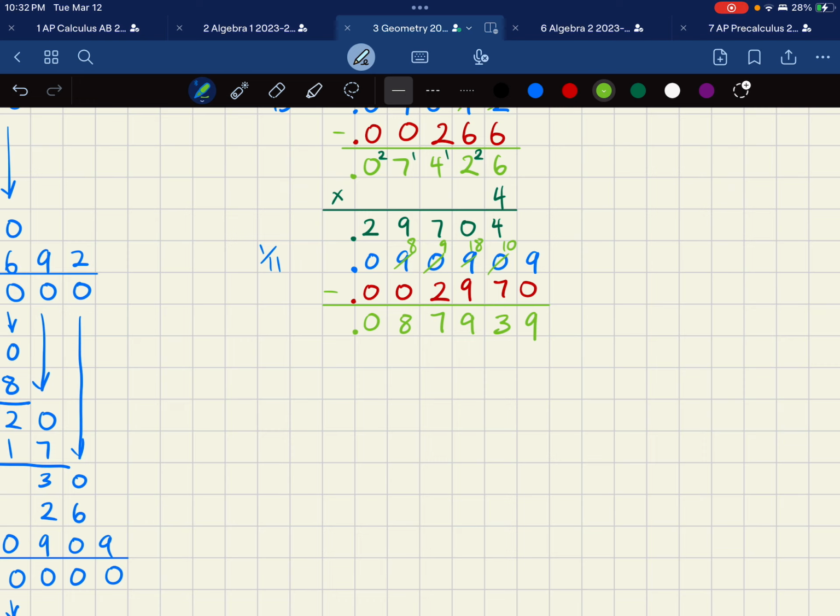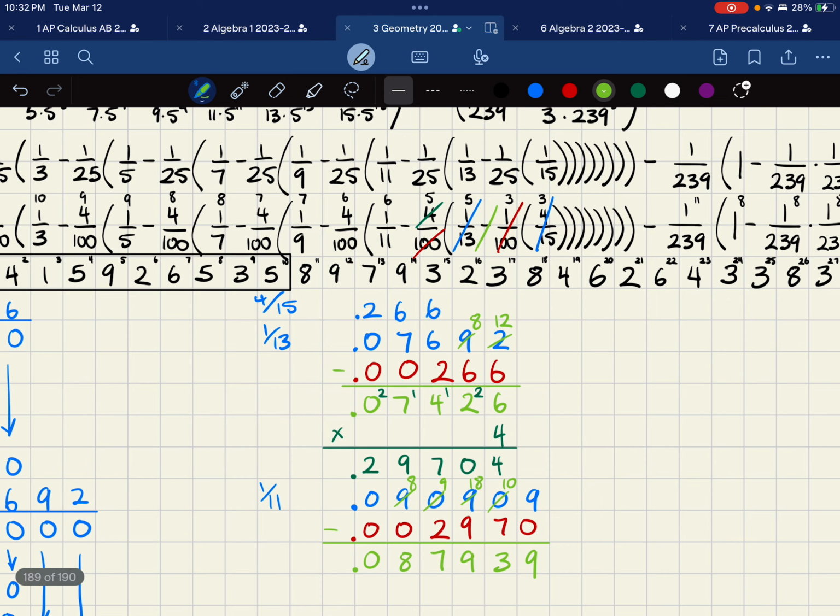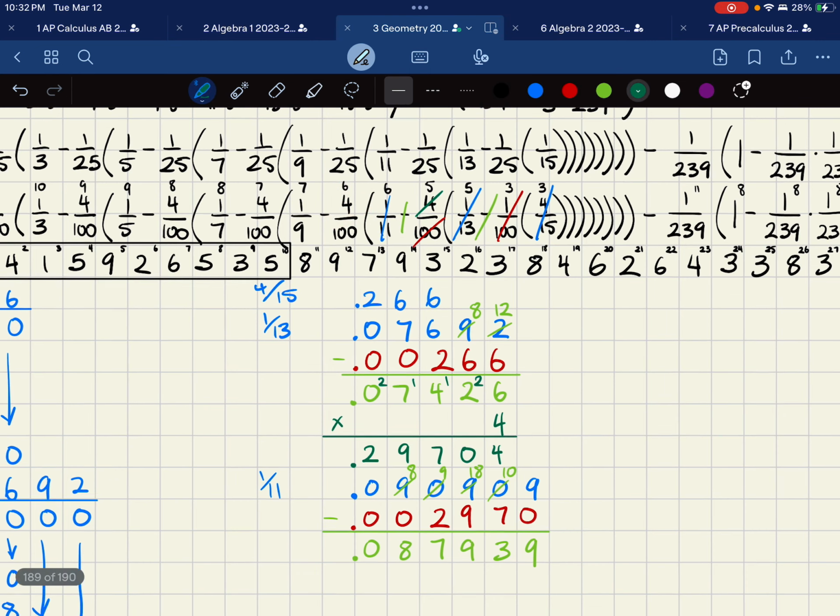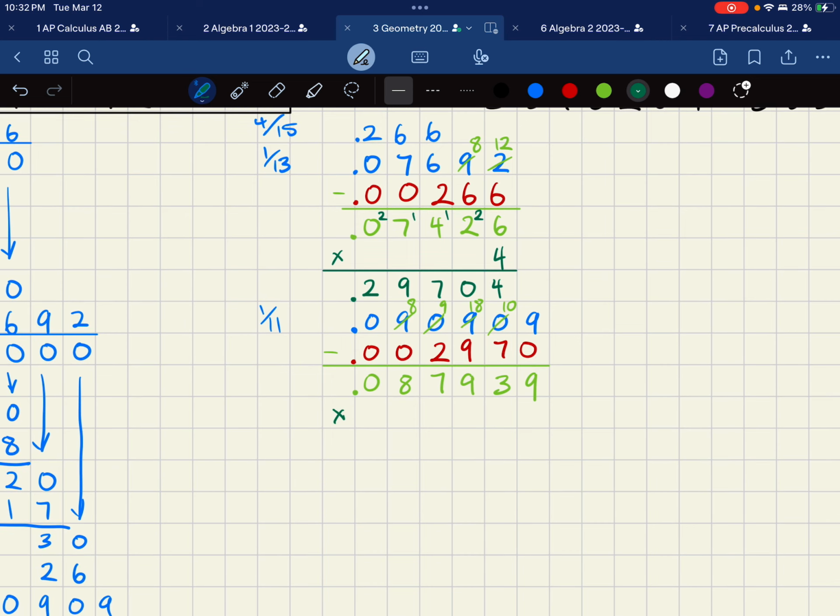Every time that we do this, we're always going to multiply by 4. So we just did the subtraction problem here. We found 1/11 here. Now I'm going to be multiplying by 4. Four times 9 is 36. 4 times 3 is 12, 13, 14, 15. 4 times 9 is 36, 37. 4 times 7, 28, 29, 30, 31. 4 times 8 is 32, 33, 34, 35.